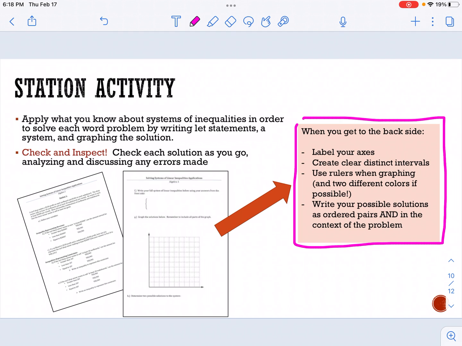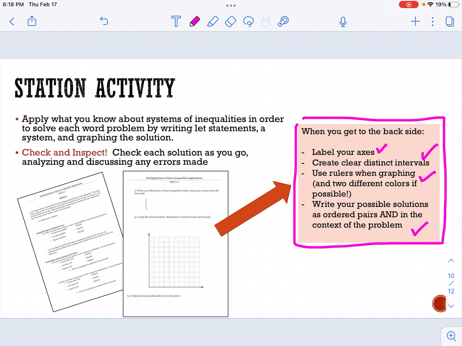After creating your system, you're going to label your axes. You need to create clear, distinct intervals. When graphing your boundary lines, you're going to want to make sure you use rulers and different colors if possible. And then finally, writing your possible solutions not only as ordered pairs, but also as a complete sentence in the context of the problem.